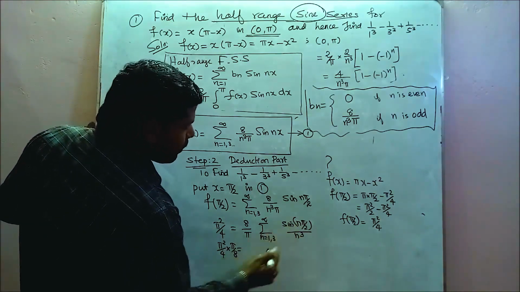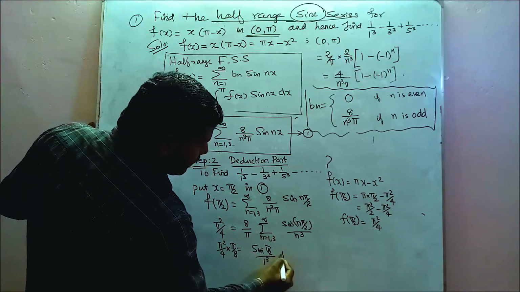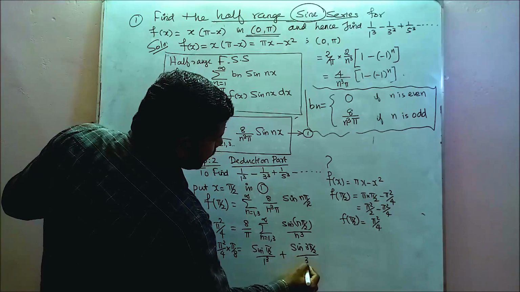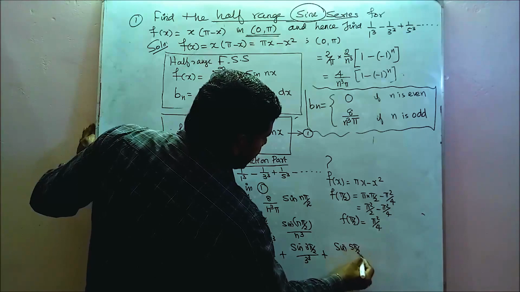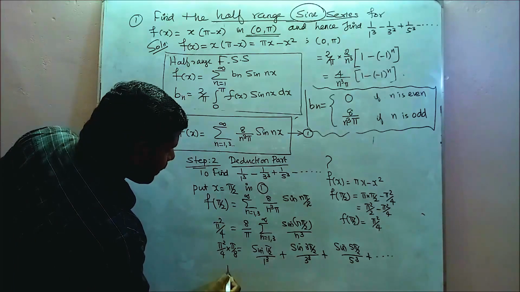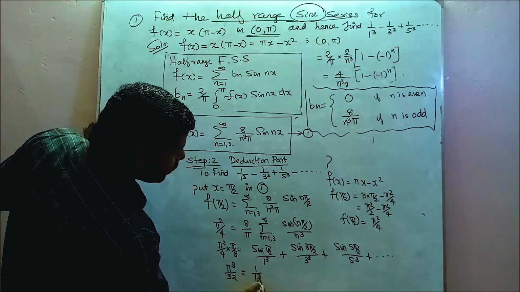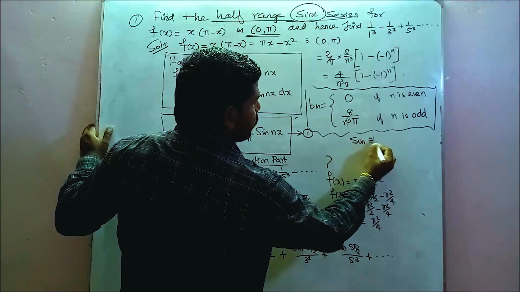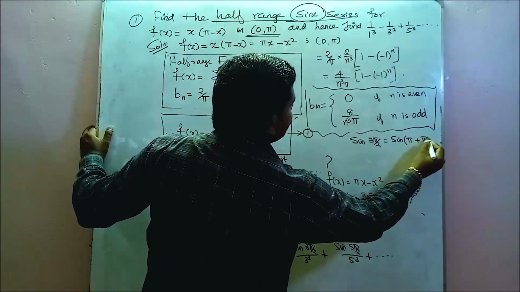So put n is equal to 1 போட்டீங்க அப்படின்னா sin pi by 2 divided by 1 cube. அப்புறம் plus n is equal to 3 போட்டீங்கன்னா sin 3 pi by 2 divided by 3 cube அப்படின்னு வரும். Plus n is equal to 5 போட்டீங்கன்னா sin 5 pi by 2 divided by 5 cube plus etc. அப்படி வந்துடும். So இதை simplify பண்ணா pi cube by 32 equal to sin pi by 2, 1 by 1 cube. அப்புறம் sin 3 pi by 2 is equal to sin of pi plus pi by 2 அப்படின்னு எழுதலாம்.